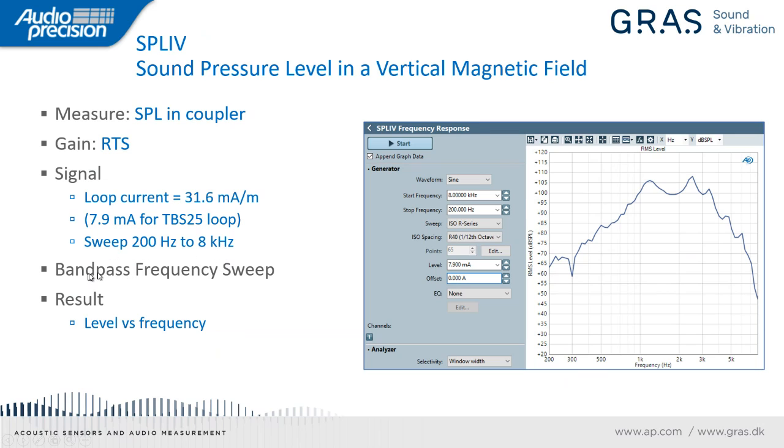For this measurement especially, we use a measurement in APX called the bandpass frequency sweep. The telecoil tends to be very noisy, and this measurement uses a very, very narrow bandpass filter. We call it a window width filter. It's implemented via Fourier transform analysis, and it's as narrow as a bandpass filter can be. And the result that we record is the bandpass level versus frequency as shown in this graph.